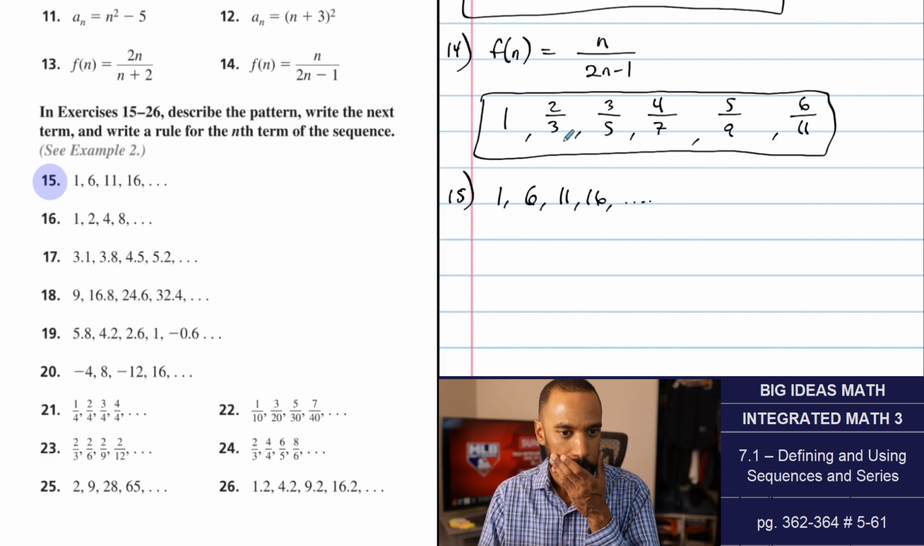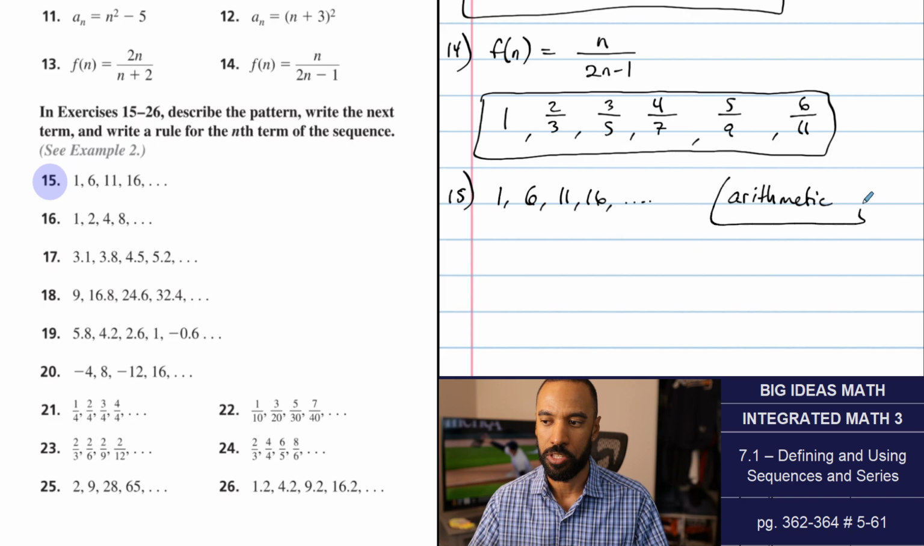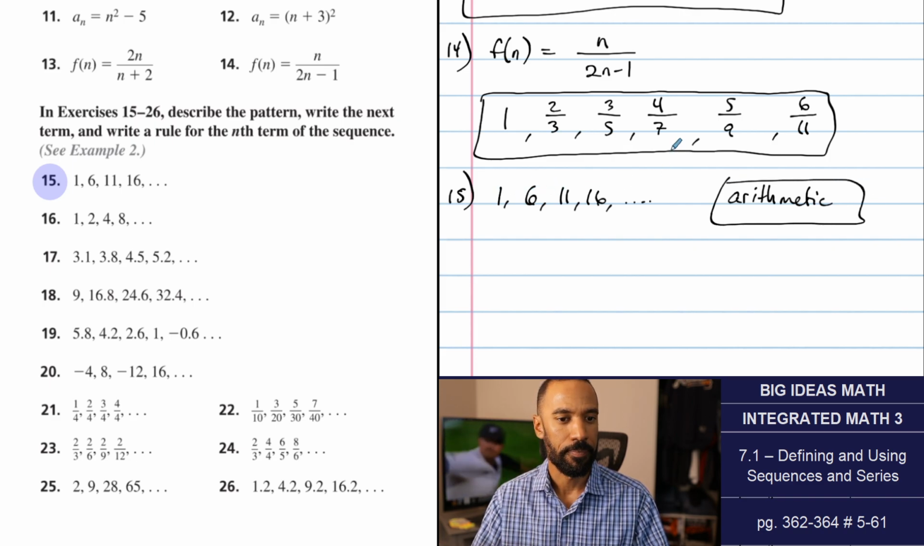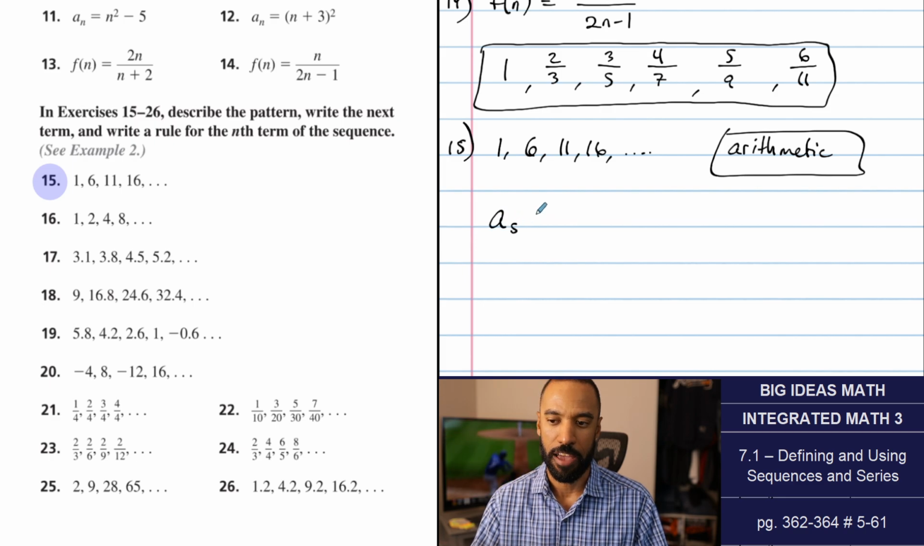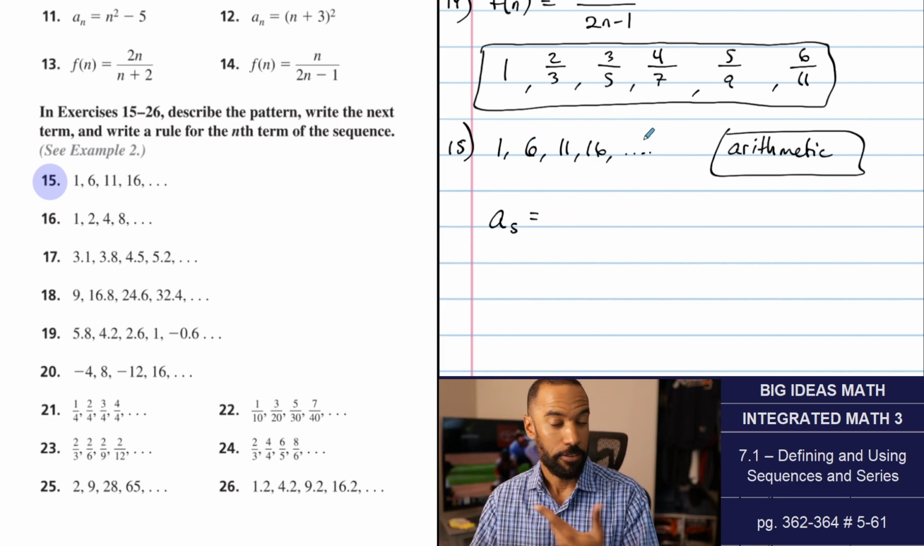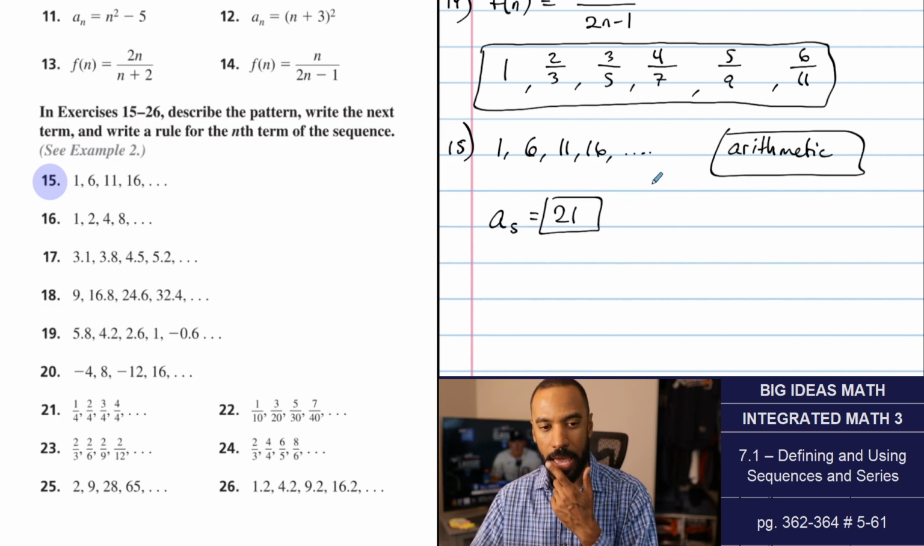So number 15, describe the pattern. I'm going to call it arithmetic. Arithmetic means it has a common difference, and this one does. You're adding 5 each time. They did say write the next term. The next term, which is a sub 5, by the way, you would add 5 to the previous term, so 16 plus 5 is 21. And then write a rule for the nth term of the sequence.